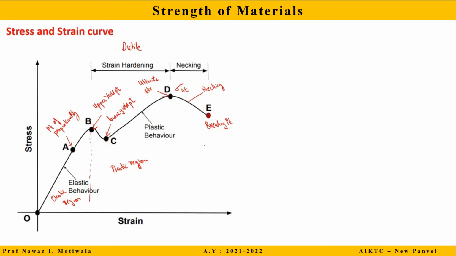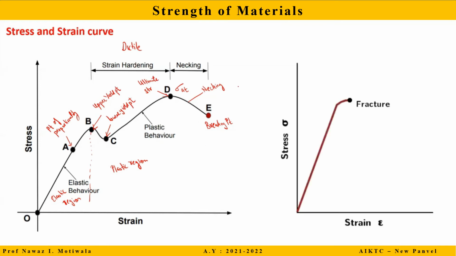Now let us see what happens when it is a brittle material. So this is a case of a brittle material, or you can say the stress strain curve of a brittle material. Now just observe these two. You can see the similarities from point O to point A, it is exactly similar. The only thing in brittle material is there is no plastic region. As you can see here, from point B the plastic region starts, but in this case the curve ends here only. That means there is no plastic region.